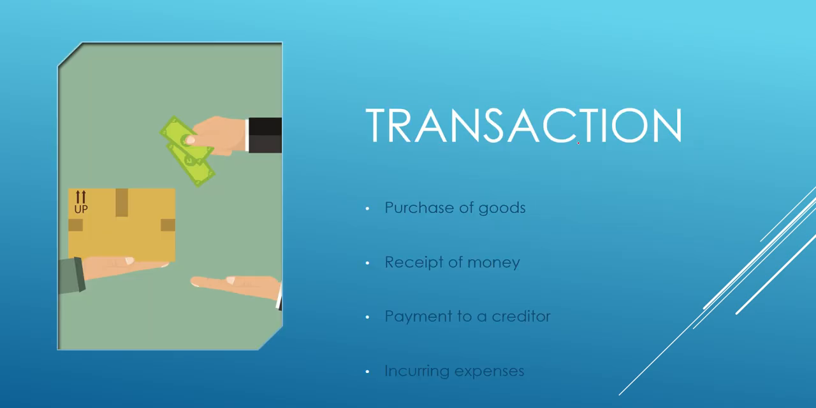Then transaction. So from the beginning we've seen all the transactions have to be recorded. Okay, transactions that are measurable have to find place in the books of accounts. All that I've been saying. So what is a transaction? When money moves from one party to another in the course of business, it is called a transaction. So it can be purchase of goods where money goes out, receipt of money where money comes in, payment to creditors, money goes out, incurring expenses, money goes out. So in all the cases you can see money is moving. So it is called transaction.